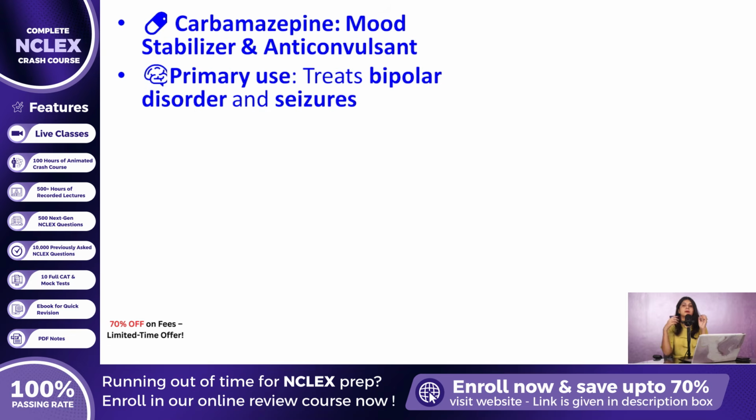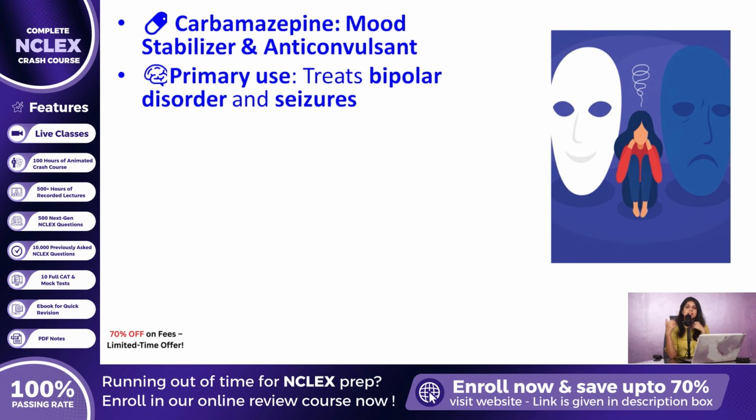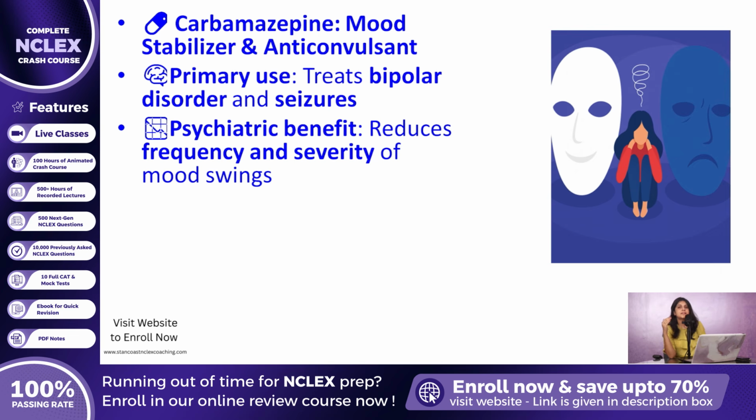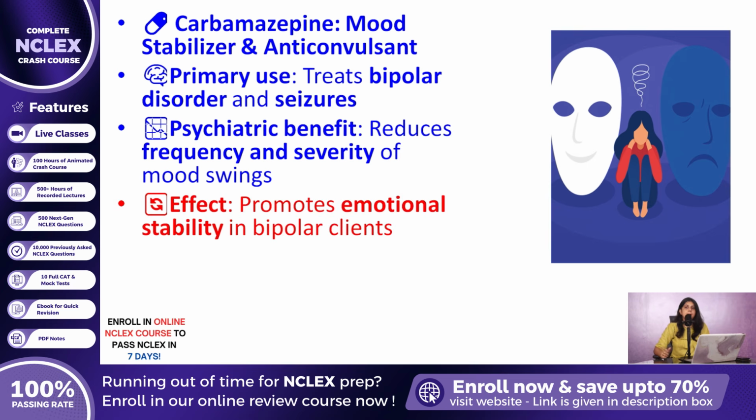Carbamazepine is often used to manage bipolar disorder and seizure conditions, and one of its key psychiatric benefits is mood stabilization. When effective, it reduces the frequency and severity of emotional instability, particularly in bipolar clients.